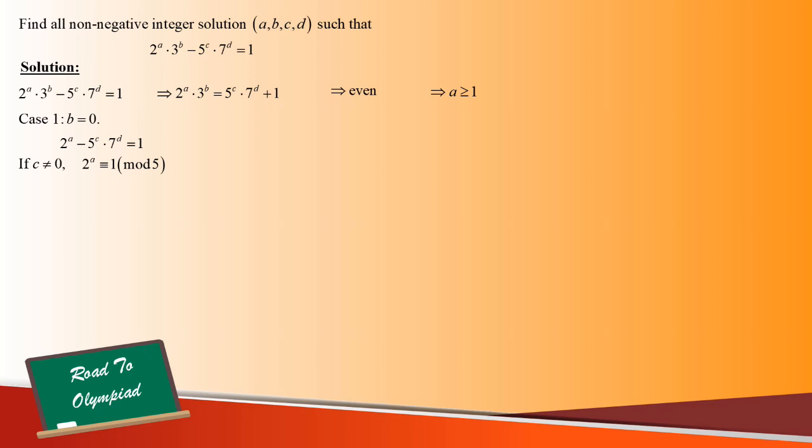We can easily check through the pattern of the powers of 2 that a must be a multiple of 4. With this, 2^a will be equal to 1 mod 3, and this implies that 2^a minus 1 is a multiple of 3. However, from the equation, we have 2^a minus 1 is equal to 5^c times 7^d, where the right hand side has no factor 3. Therefore, we reach a contradiction, and thus there are no solutions when c is non-zero.